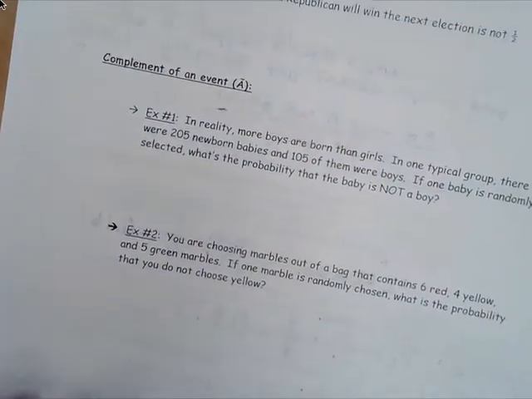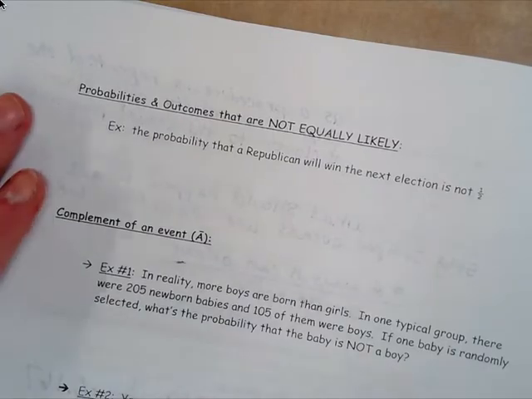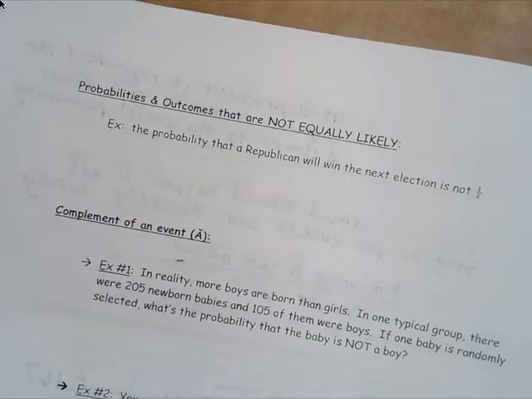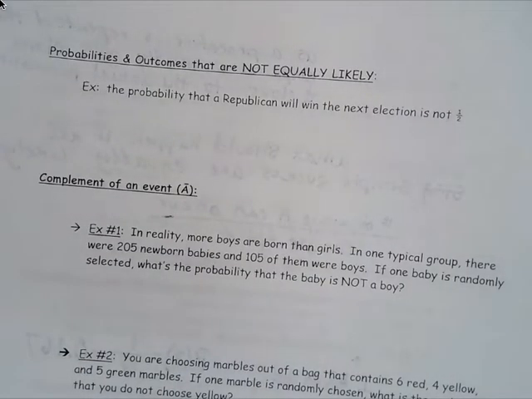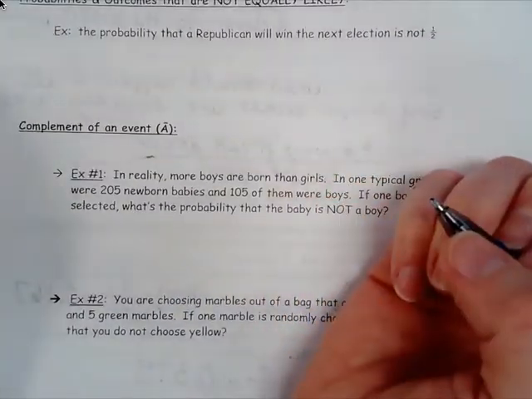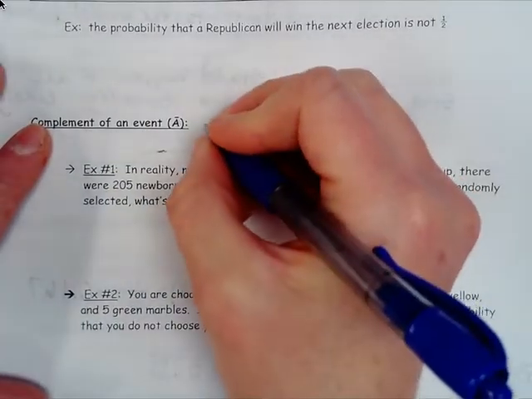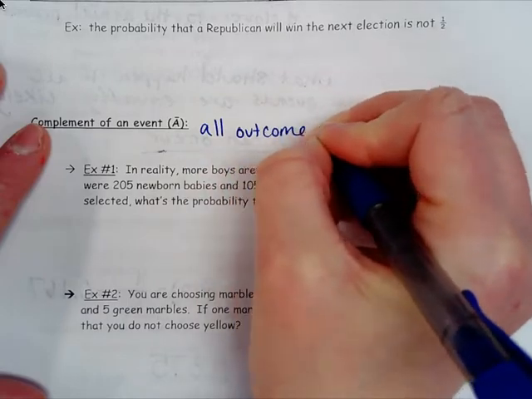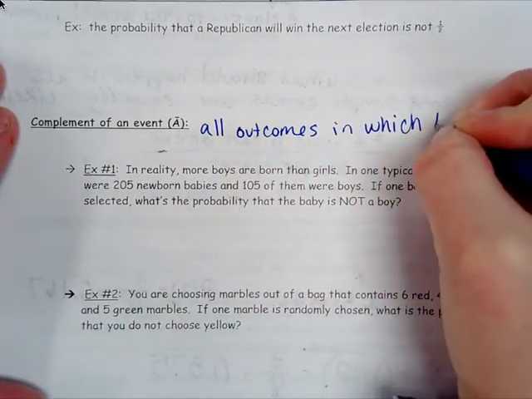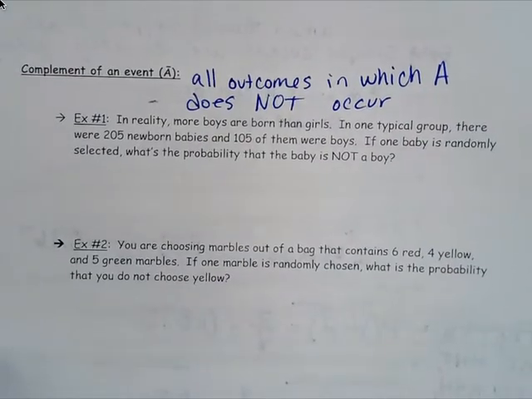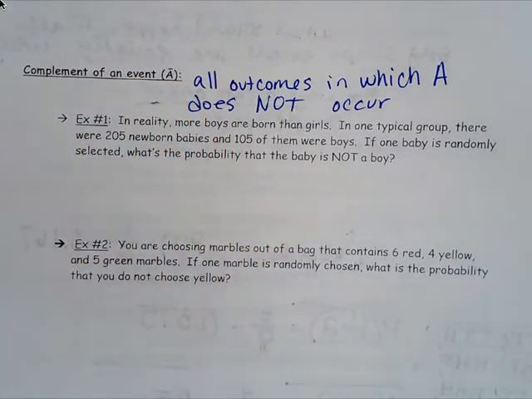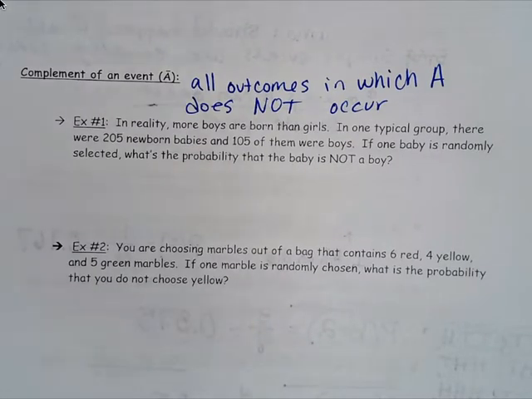All right, probabilities and outcomes that are not equally likely. So think about the probability that a Republican will win the next election. It's not one half because there's more than just that one variable of being Republican or Democrat. There's so much more to it. So those are not equally likely. A complement of an event. This is the opposite of A. So all outcomes in which A does not occur. See how it has P with a line on top? That's the complement of A. So if I have an A with that on top, I say probability of the complement of A.